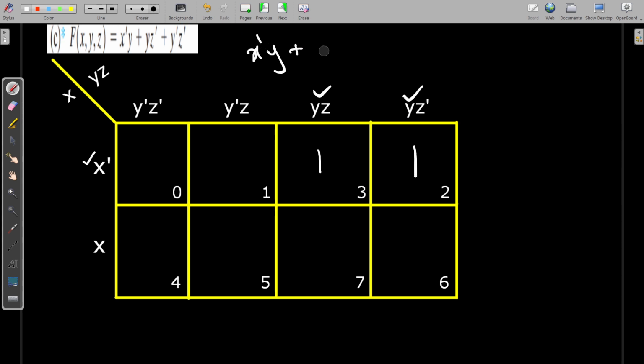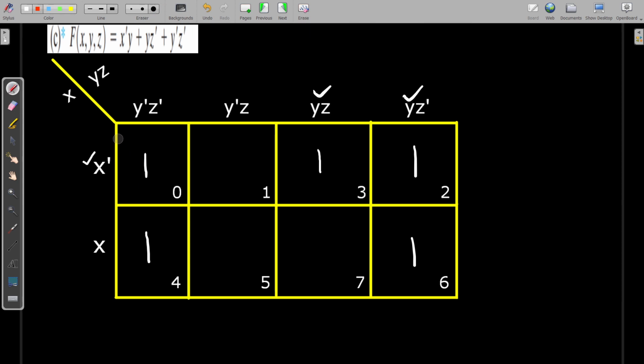What about the second term? It is y z dash, isn't it? So for this y z dash, these column must be filled with, already this one is filled, so we have to put a 1 for this one alone, this cell alone. Then the next one is y dash z dash. Where do you have this y dash z dash? This column, right? So for this column you have to put ones. So this is how we place ones for this.